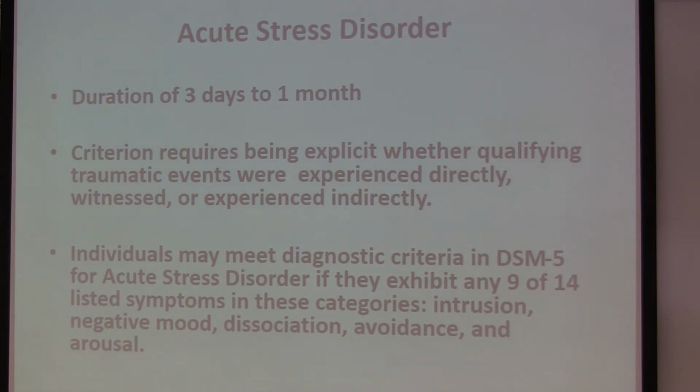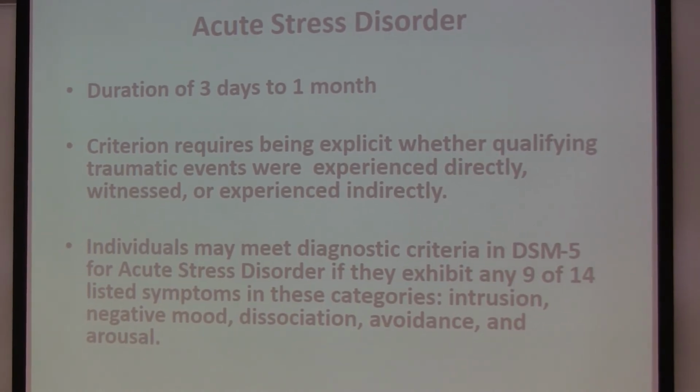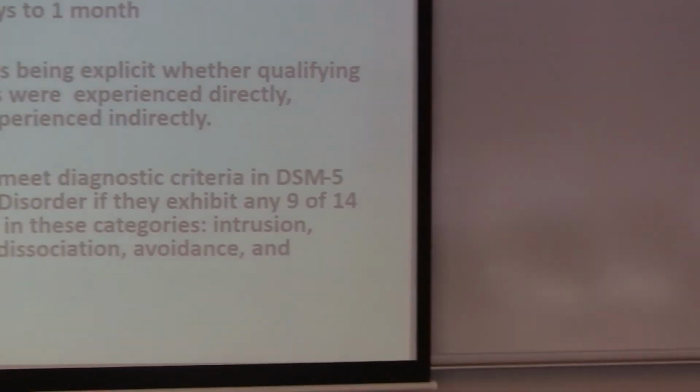Then we have acute stress disorder. Now remember, I said a few moments ago that acute stress disorder is a shorter duration. So if the person experiences a traumatic or stressful event, the acute stress disorder, the duration would be 3 days to 1 month. So if it's over 1 month and the person is still having symptoms, then it would change to PTSD. Under a month, it's acute stress disorder.